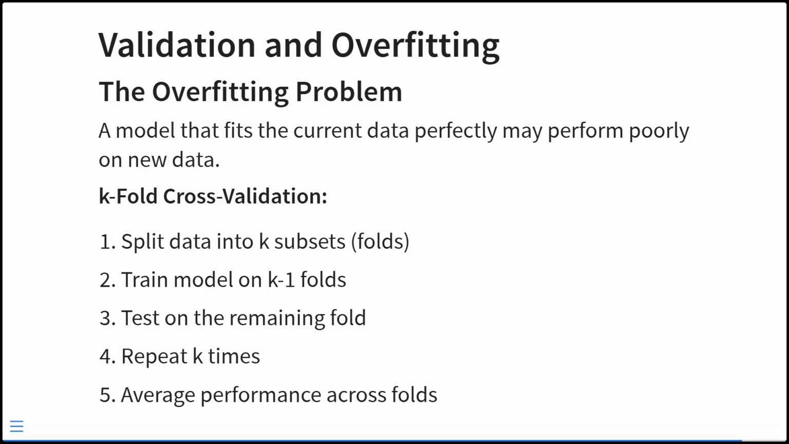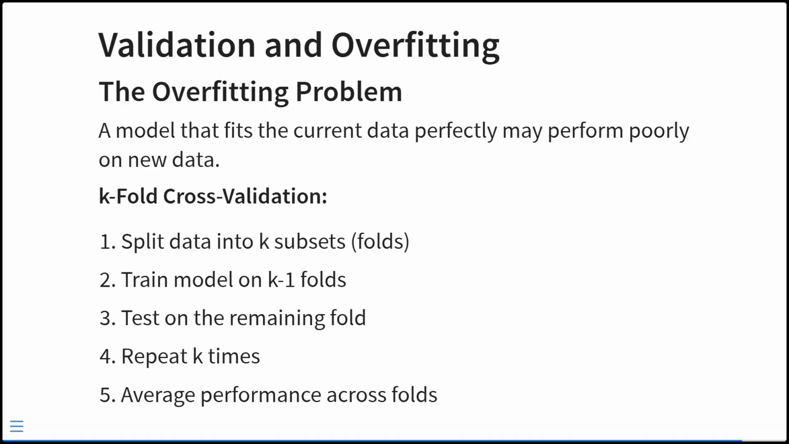So the overfitting problem: a model that fits the current data perfectly may perform poorly on new data. So in terms of this, we have what we call the k-fold cross-validation. You split your data into k subsets. You train your model on various folds, then you test on the remaining fold. So you're going to be repeating this k times, and you take the average performance across each fold.